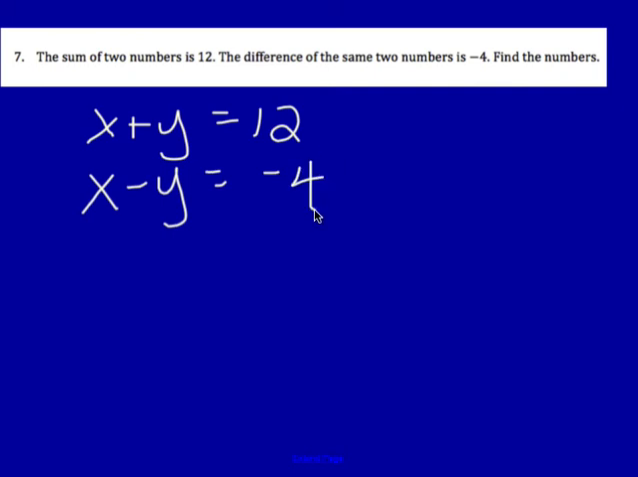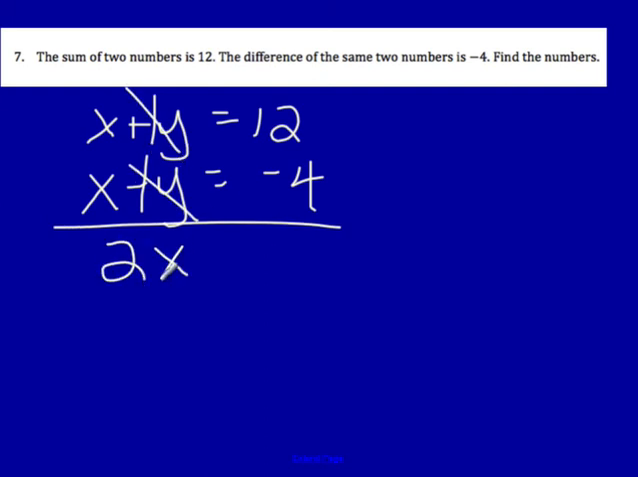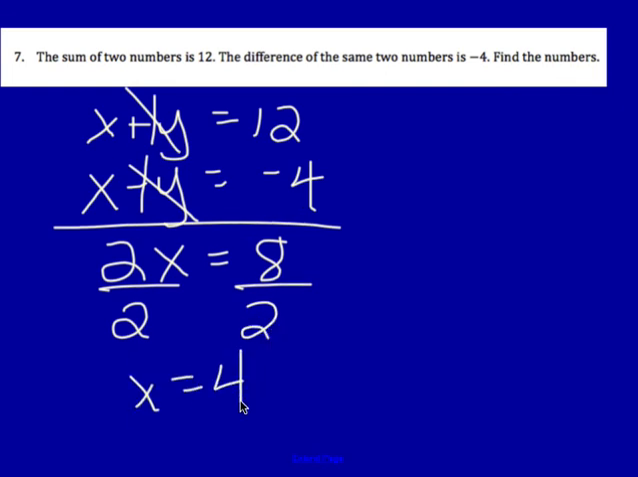So you could guess and check, or now you can solve it mathematically using systems. Well, I already see that I have the same number with the y's and the opposite sign, so I can use elimination because those will cancel out. So x plus x is 2x. 12 minus 4 is 8. So I'm going to go ahead and divide both sides by 2 to solve for x, and I end up getting that x, one of the numbers, is equal to 4.